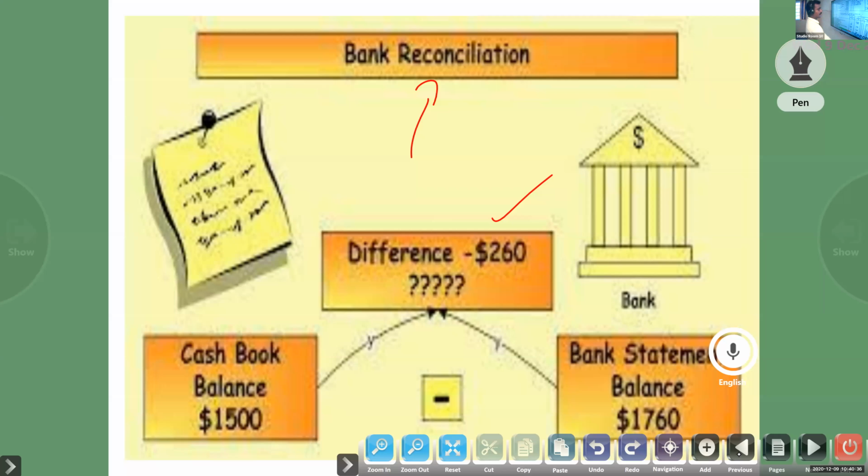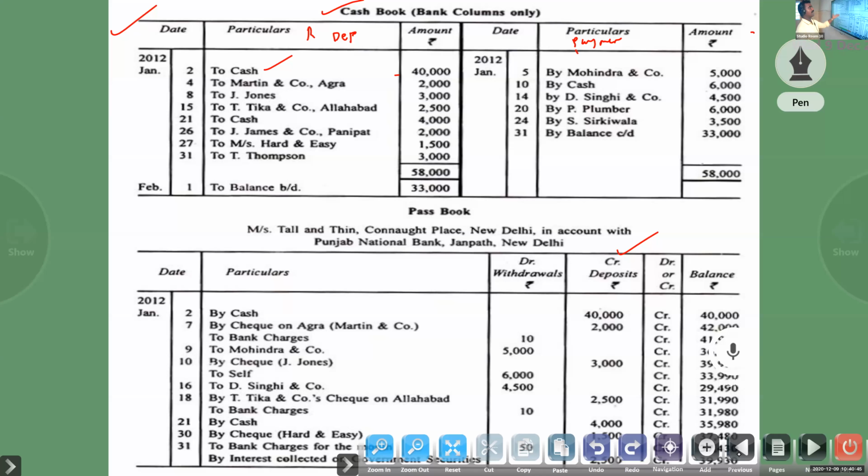Sometimes we forget to record some transaction. Sometimes the bank will debit the service charges, but the businessman will not get the information from the bank, so they won't record it in the cash book. Then there will be a difference between the cash book and the passbook, and in that case we will open a bank reconciliation statement. Shubham, clear?